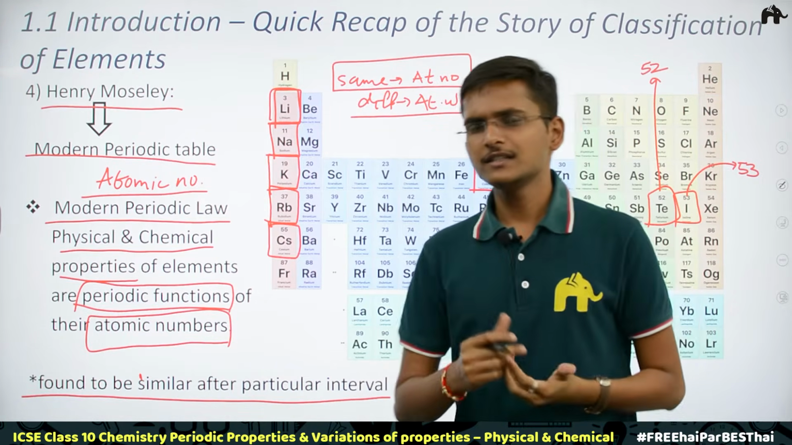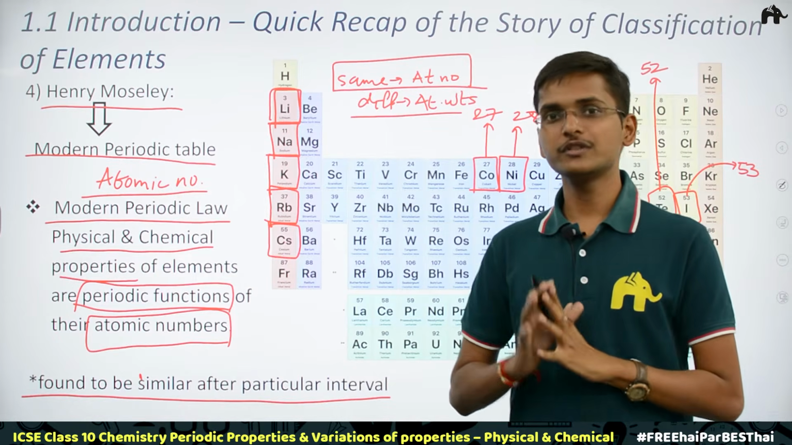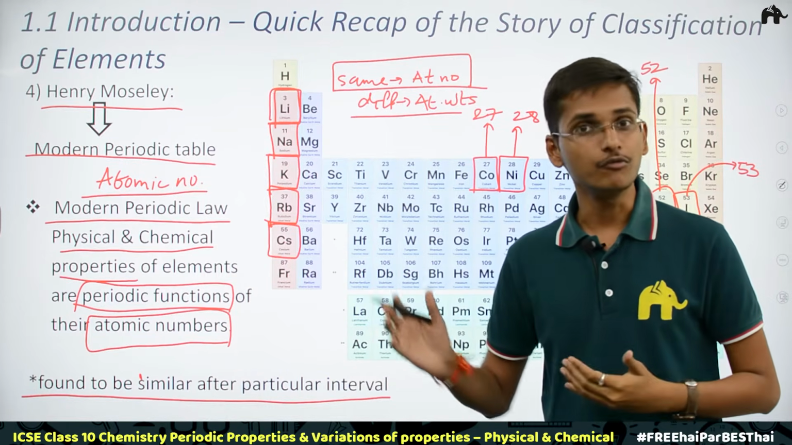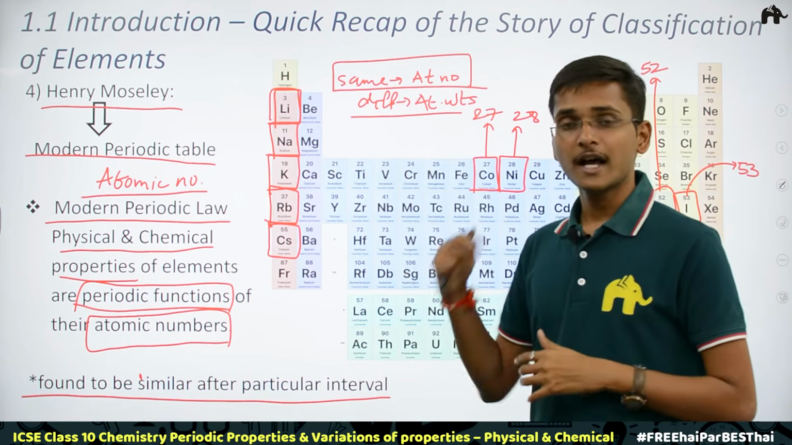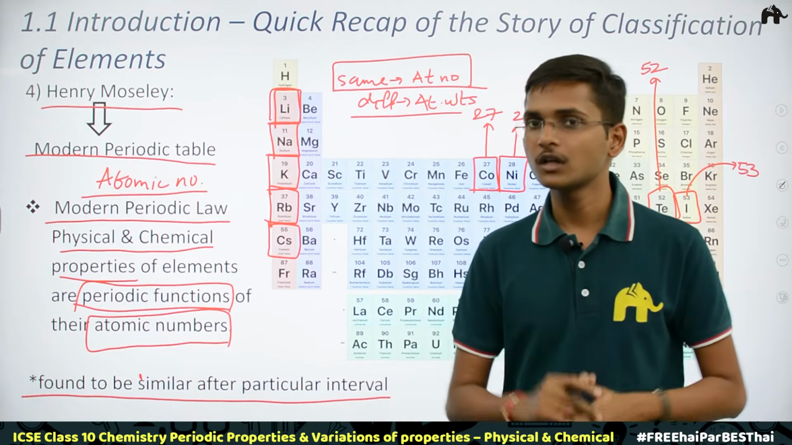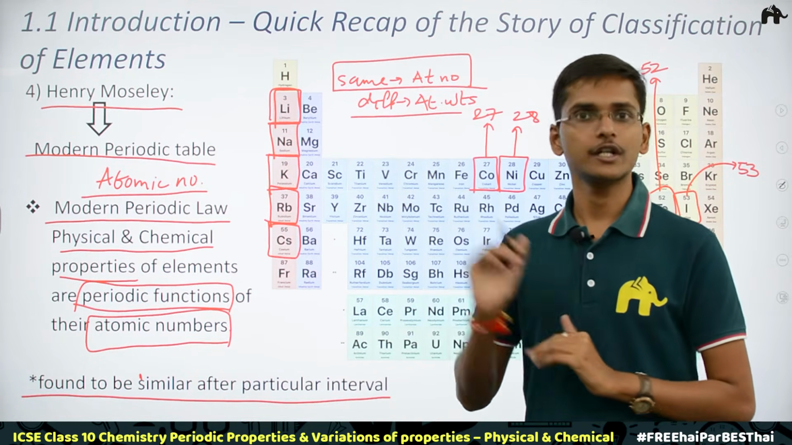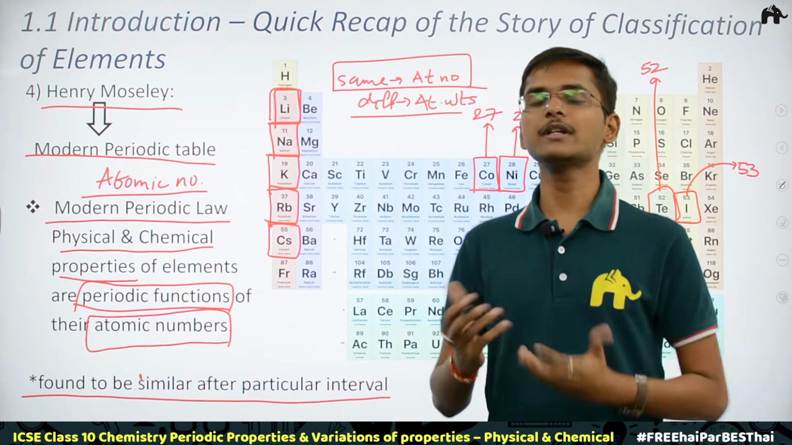Now let's see the next question. Very interesting question: why did Moseley push out the atomic weight term and bring in the atomic number term in his periodic law, as well as use atomic numbers in increasing order for arranging the elements in his periodic table? But for that, let's first study what atomic number actually means.